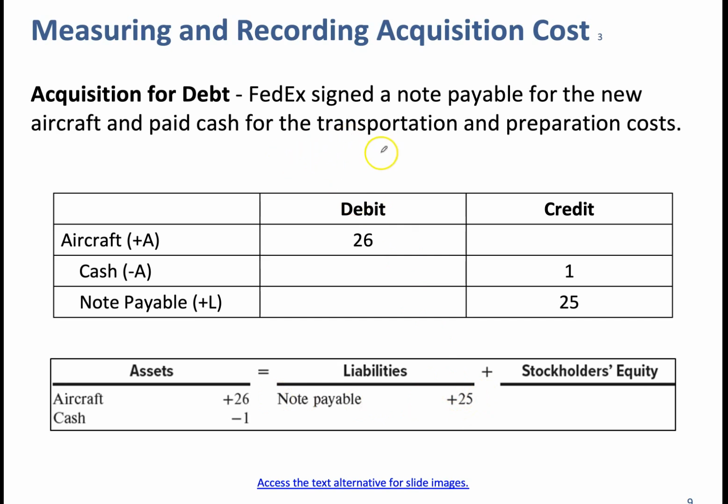And FedEx also pays cash for the transportation and preparation costs. Now remember, whatever we pay before the asset is in use would be capitalized. So the $1 million would be capitalized and counted as the aircraft. So 1 million plus the 25 million notes payable equals the asset value of $26 million.